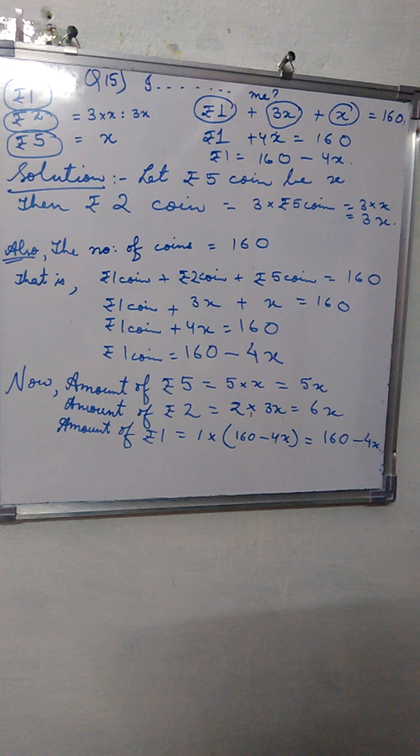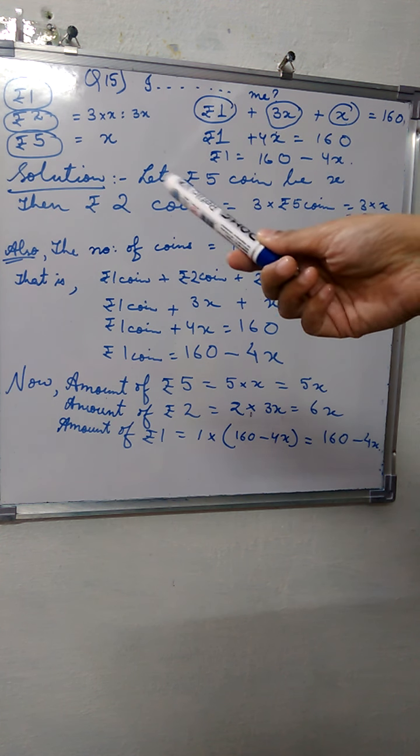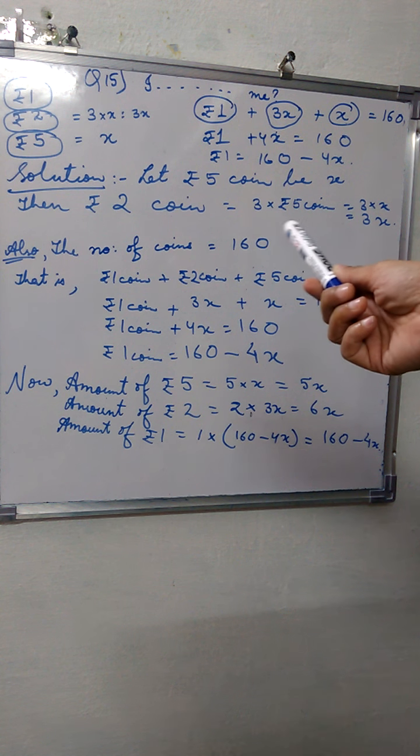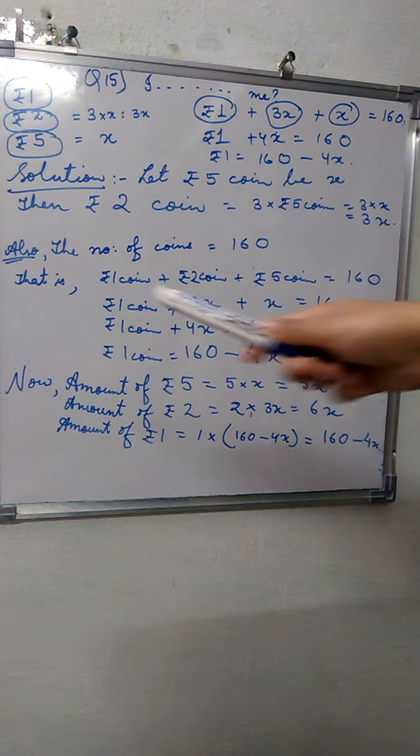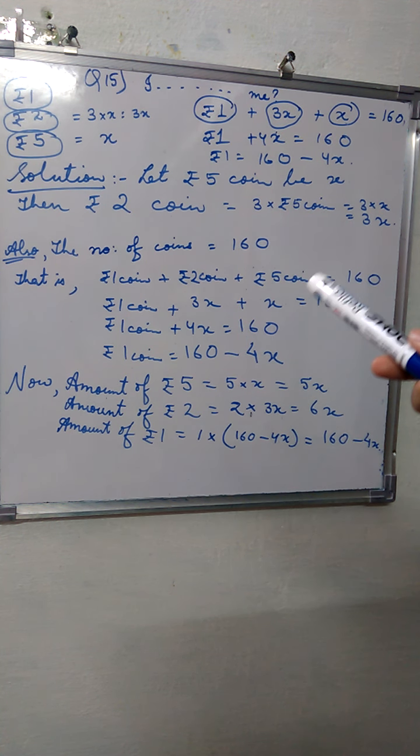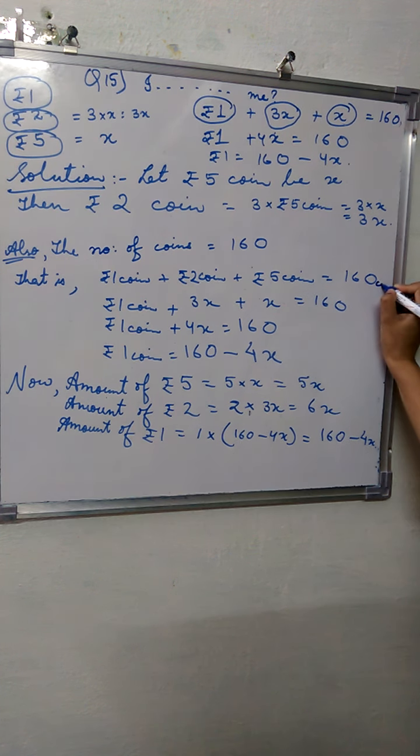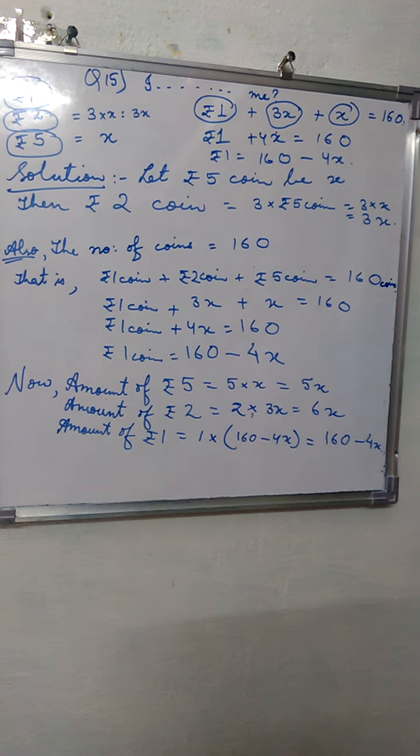Here you can see what I have written. Let the number of rupees 5 coins be x, then rupees 2 coins is equal to 3 into the rupees 5 coins, that is 3 into x, that is 3x. Also the total number of coins is given, that is 160: the rupees 1 coins plus the rupees 2 coins plus the rupees 5 coins will give you a total of 160 coins. So this is actually 160 coins, not rupees.